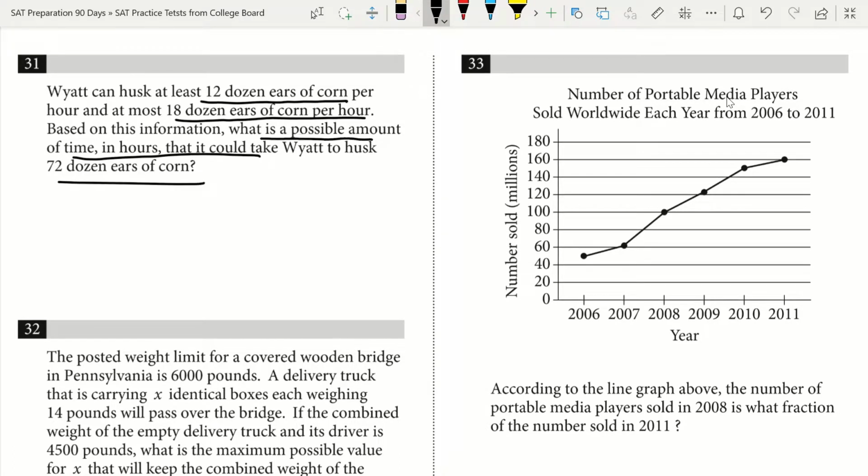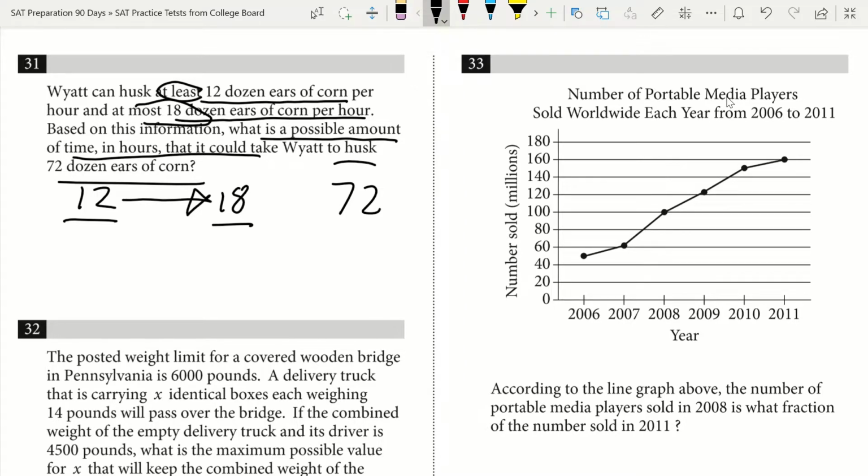Okay, in situations where I have a possible range that I can pick from, in this case it's 12 to 18, right, dozen ears of corn. Now keep in mind 12 and 18 are included in that because it's at least 12 and at most 18. So I have those rates, right? In total, I need to husk 72 dozen ears of corn, right?